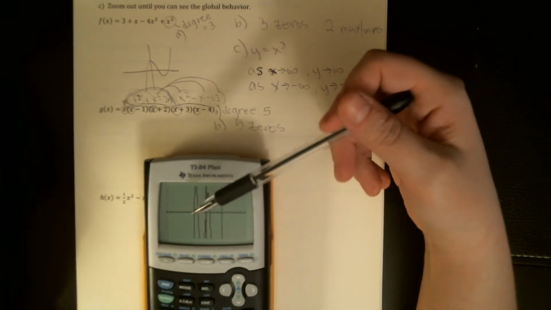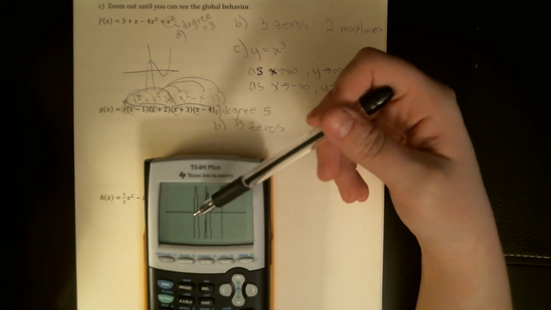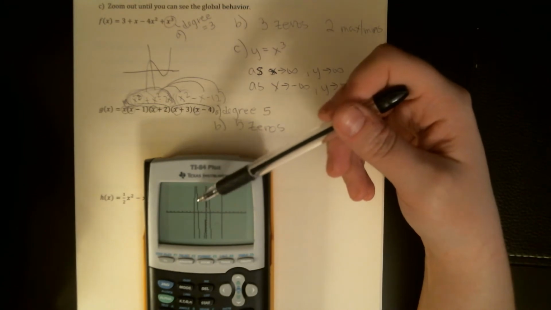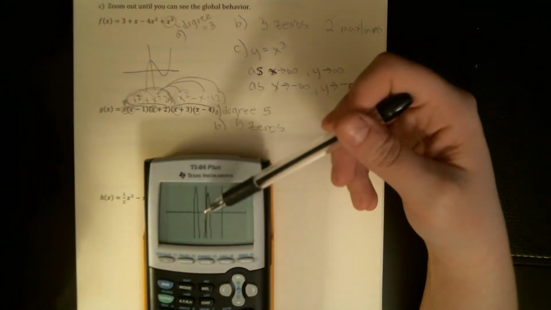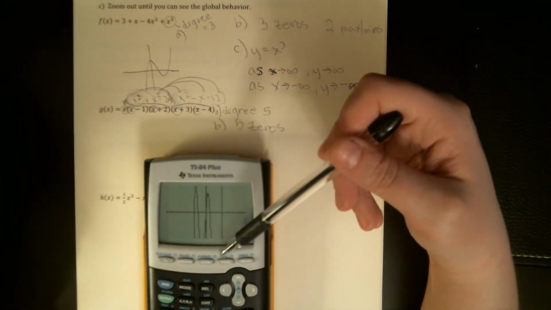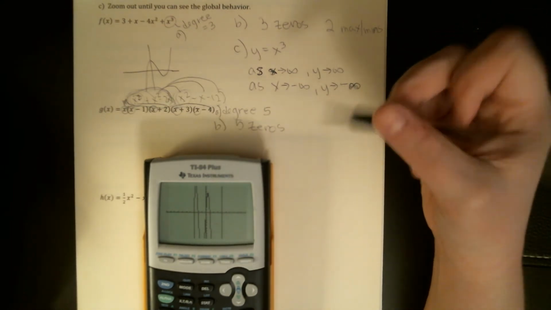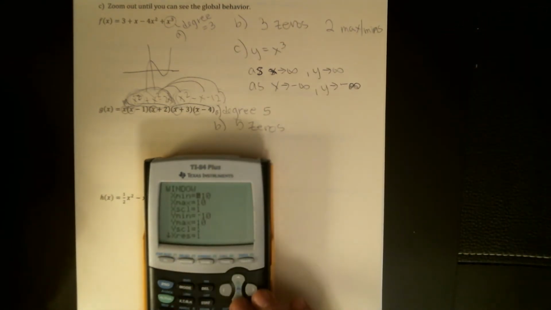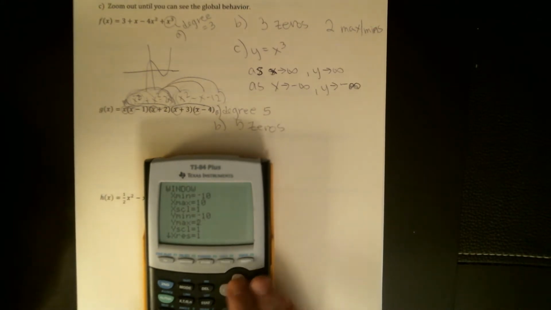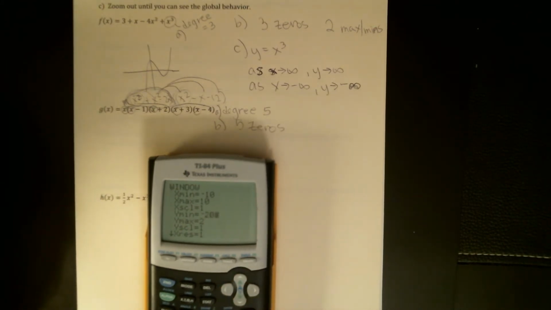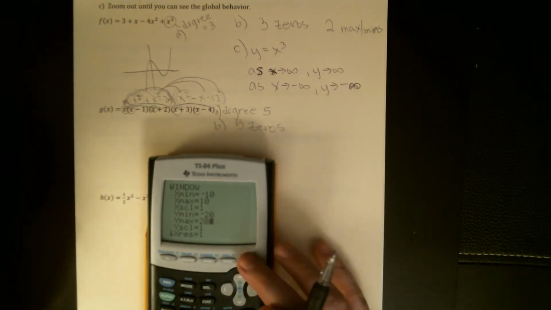And I could guess right now, I'm going to try and fix the graph so I can see them, but it looks like I should have one maximum and then a minimum and another maximum and another minimum. So I'm guessing 4. But let's go ahead and play around with our window. I'm fine with my x's again.